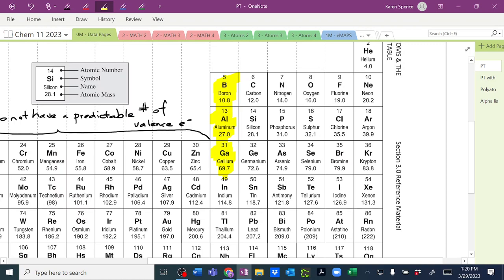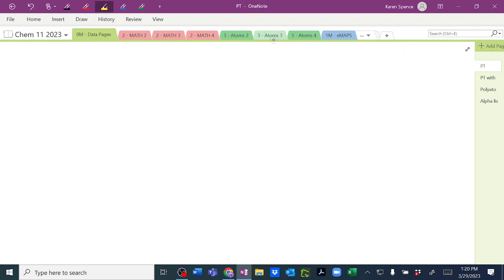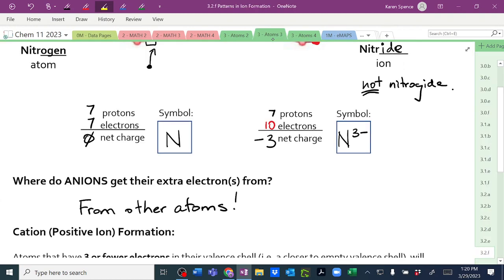Things get a little weird under the staircase towards the bottom, but don't worry. Will I give you any of the weird ones? No, because the Bohr model does not work for the weird ones, okay? I will only give you Bohr models up to element number 20, okay? All right, here we go. So they come from other atoms. They come from metal atoms.